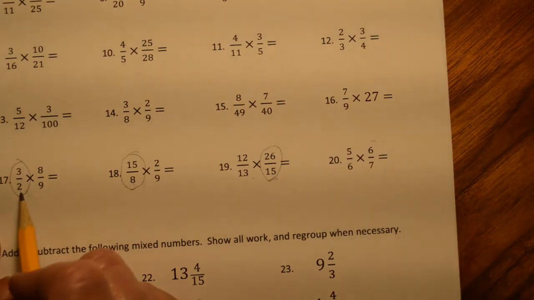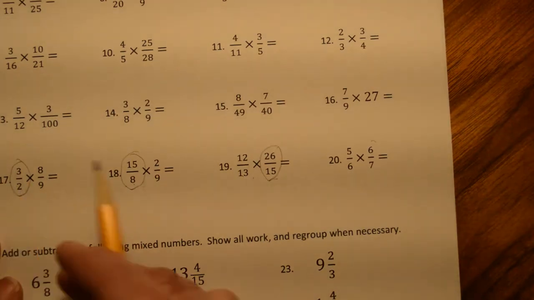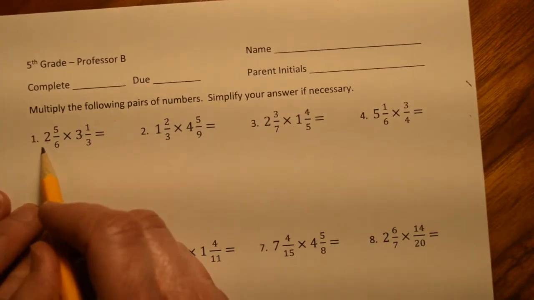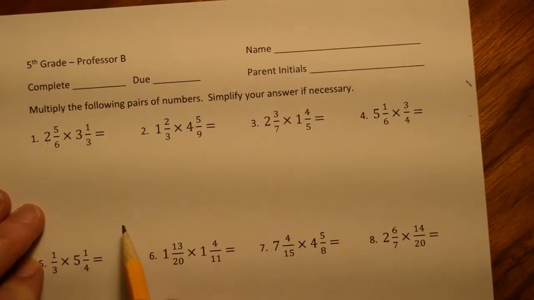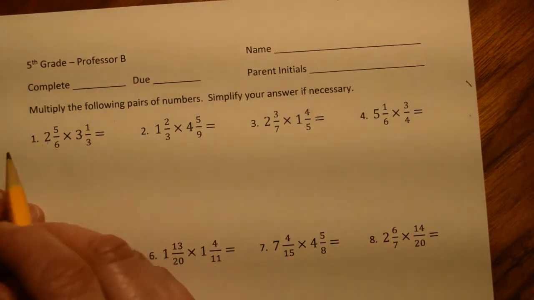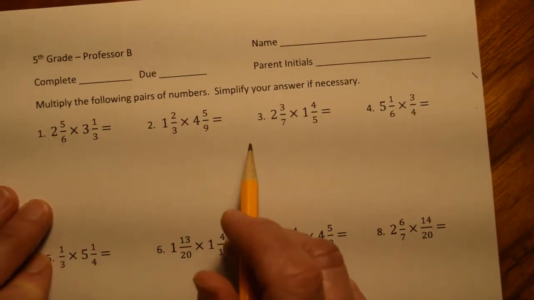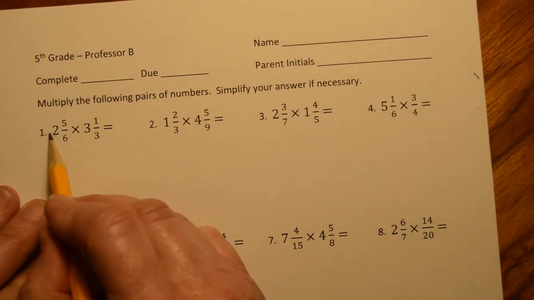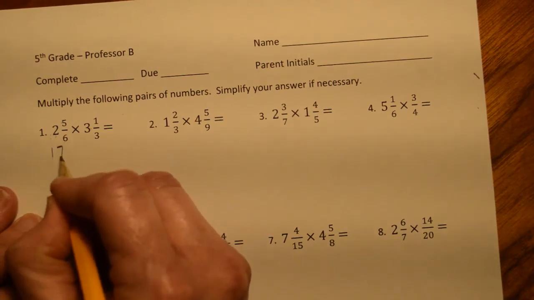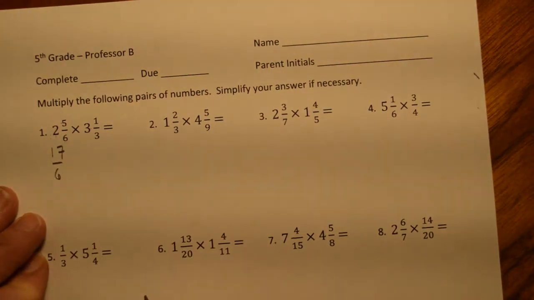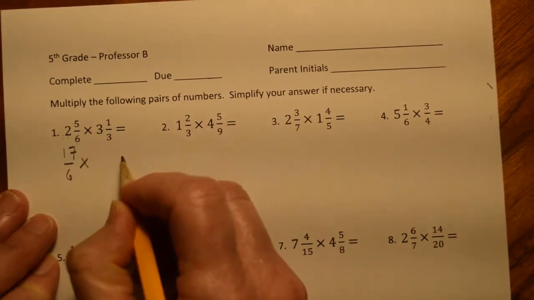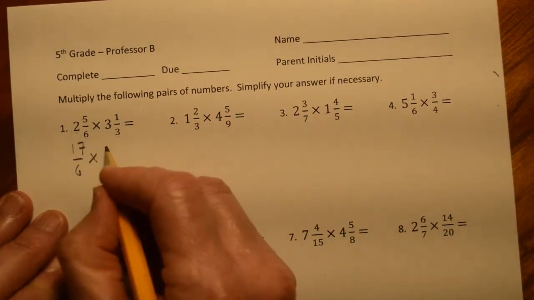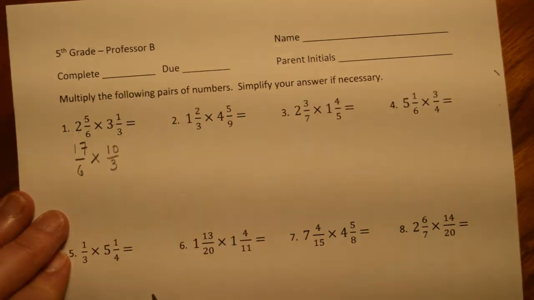That is the strategy that we're going to use. Let's go back to the sheet you're supposed to be doing today. If we can make these each a single fraction by turning them into improper fractions, we can just use the regular multiplication algorithm. And that's what we're going to do. We're going to take 6 times 2 is 12, 12 plus 5 is 17. So this is 17/6 times, and then we convert this into an improper fraction: 3 times 3 is 9, plus 1 is 10, so 10/3.